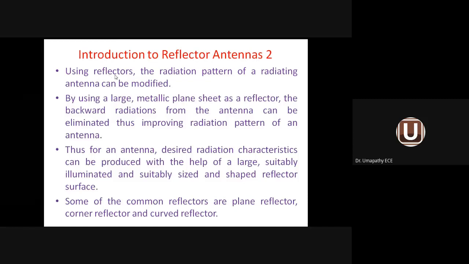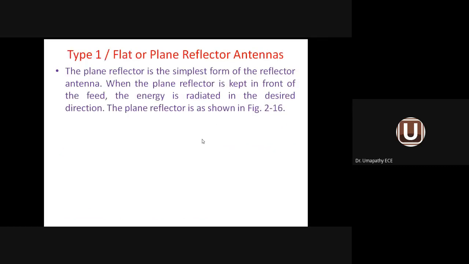Using the reflector, the radiation pattern of a radiating antenna can be modified very easily. Moreover, when I go for a reflector antenna, the backward radiations from the antenna can be totally eliminated, thus improving the radiation pattern of the antenna. So let us see the first one, type 1, flat or plane reflector antenna, the simplest form of the reflector antenna. When the plane reflector is kept in front of the feed, the energy will be radiated in the desired direction. It is given in figure 2.16.